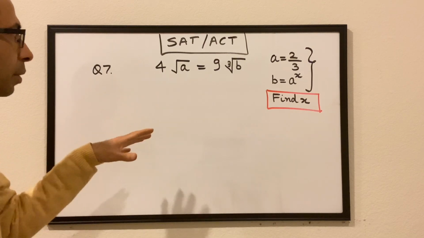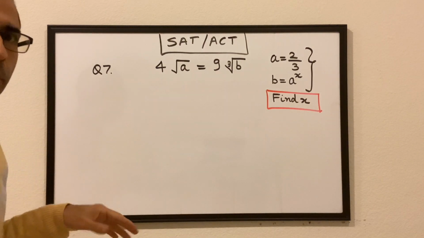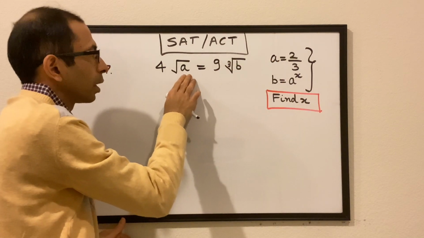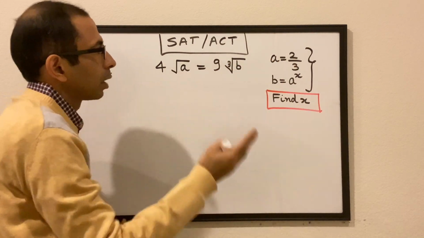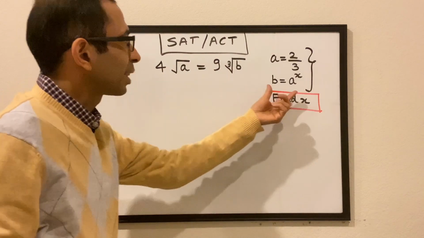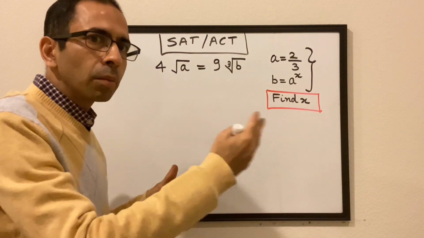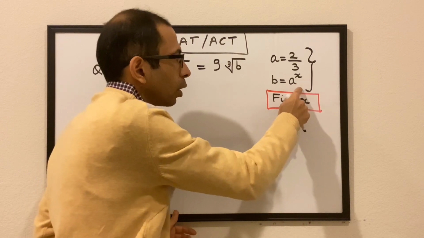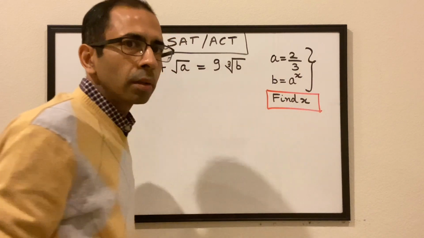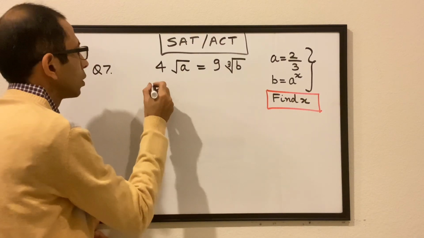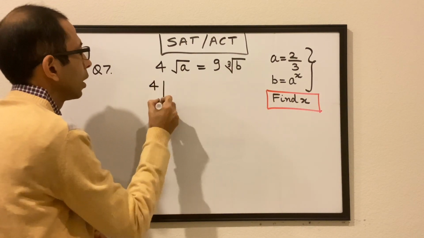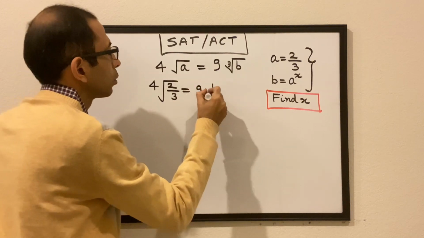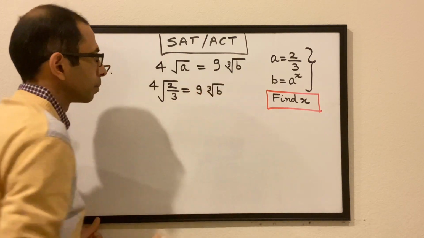So a lot of information given here, but let's take step by step. The value of a is 2 over 3, so let's plug in the value of a as 2 over 3 and try to write b in terms of a, because that's what we have to do. We have to write b in terms of a as b is equal to a to the power of x, and let's see what we get, and that value of x would be our answer. So let's put a as 2 over 3 is equal to 9 times cube root of b.